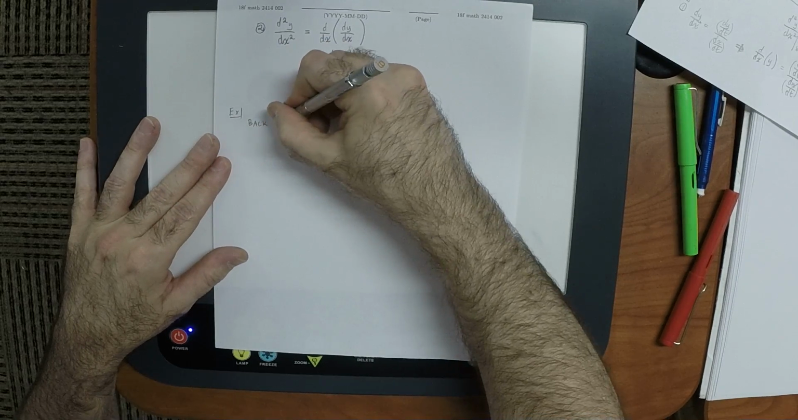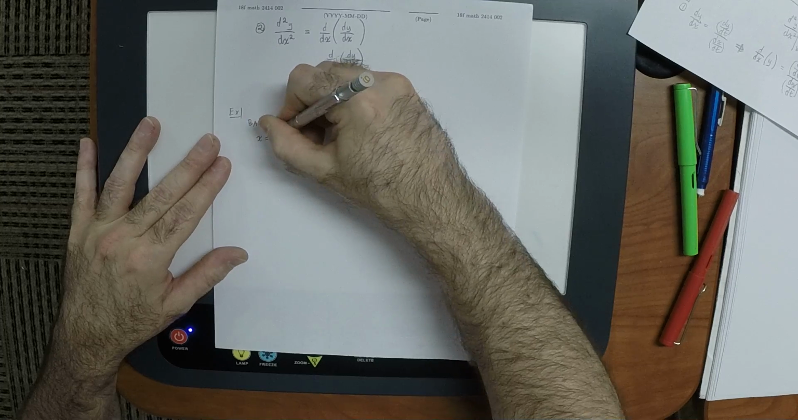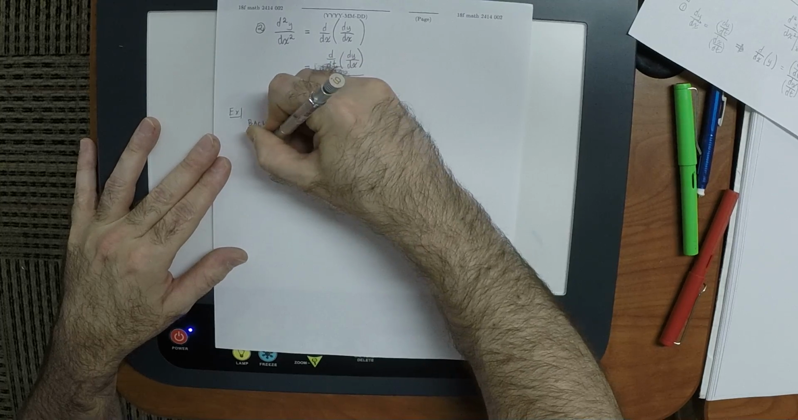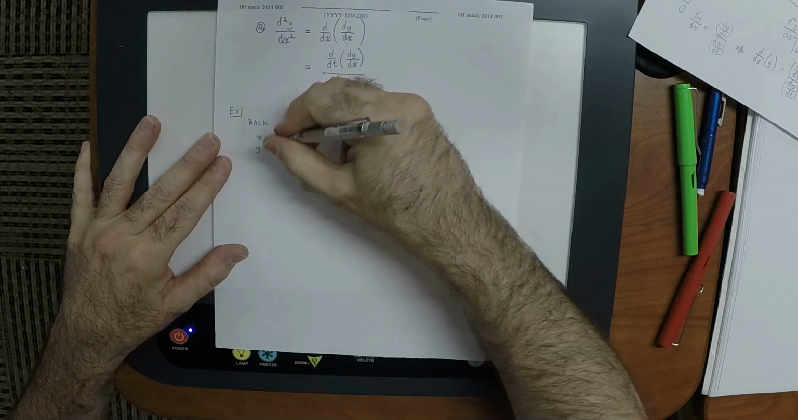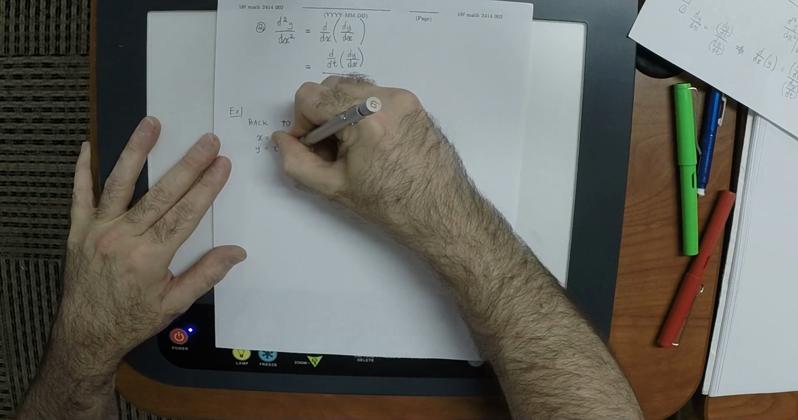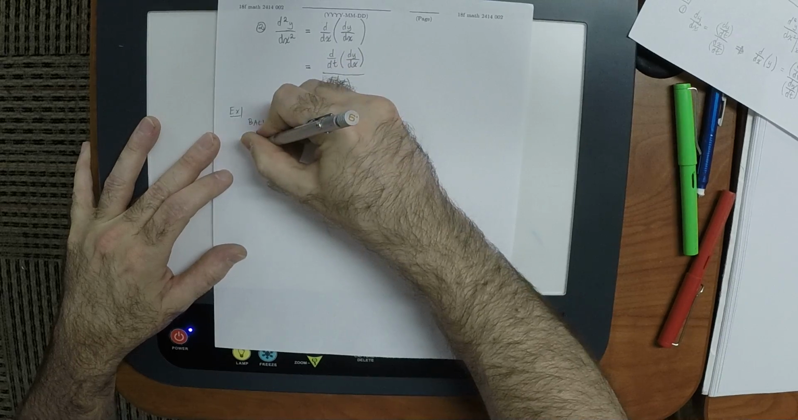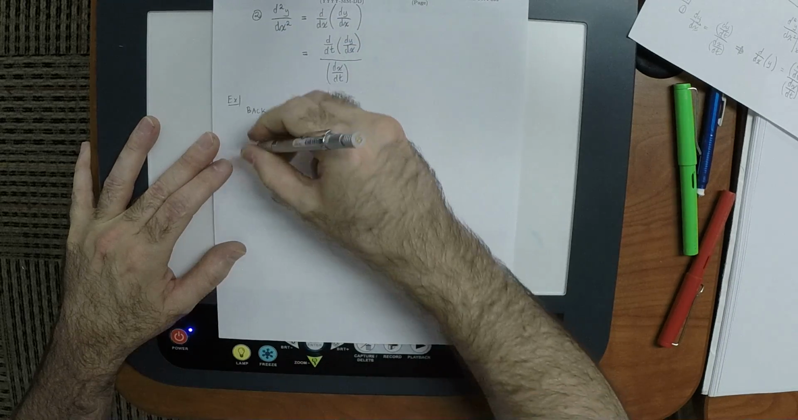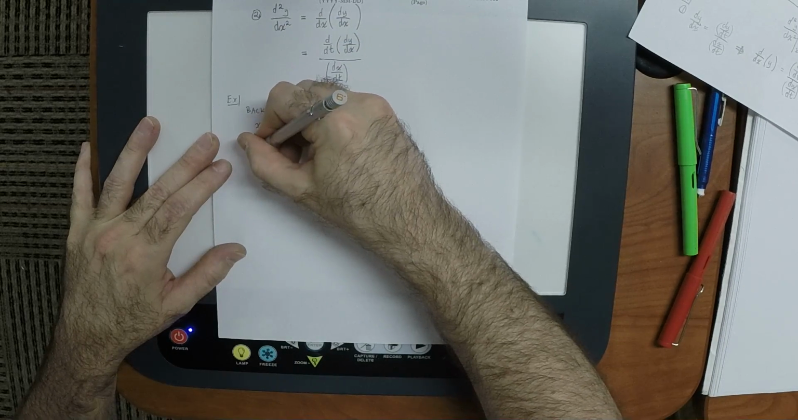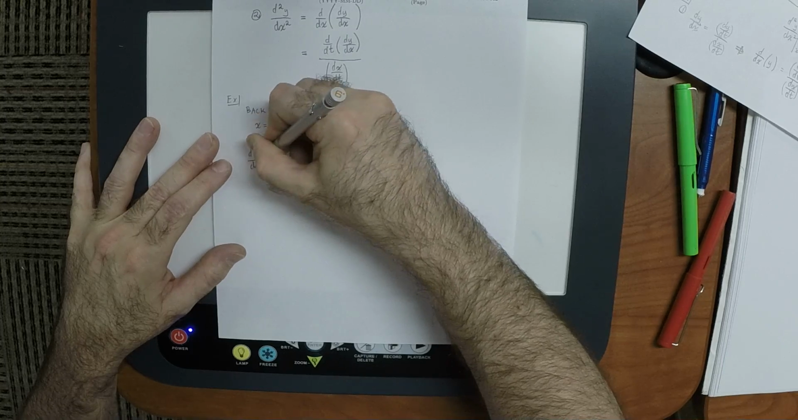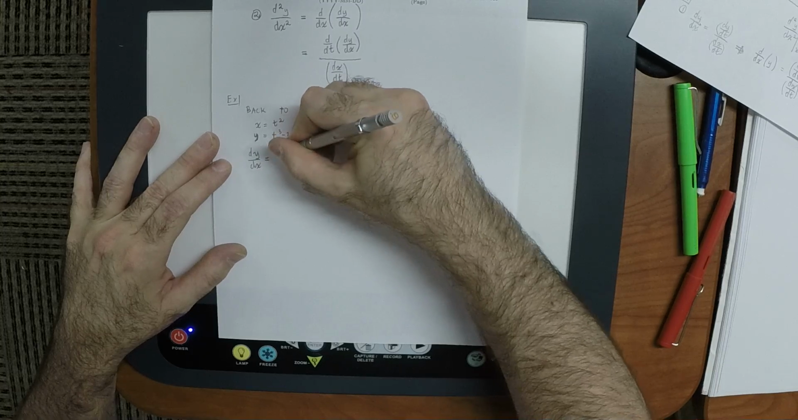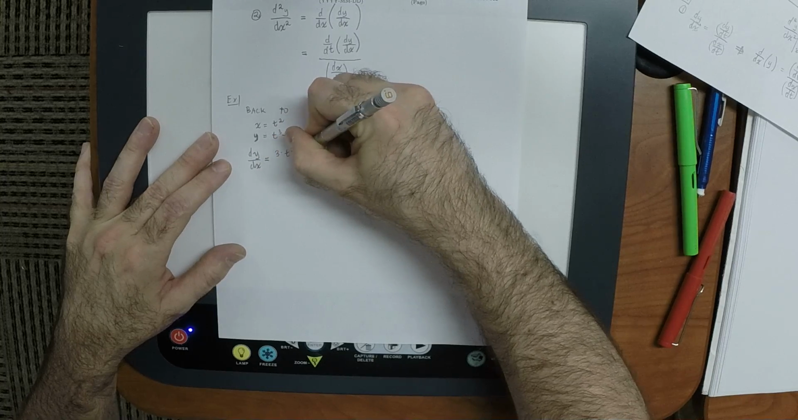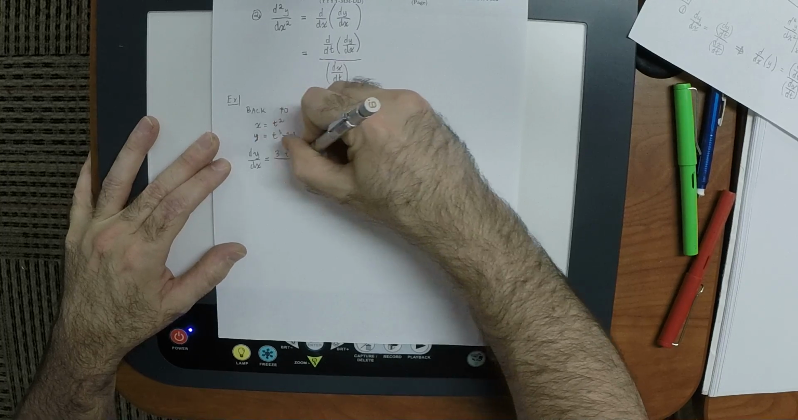Back to x is t squared, y is, what was it? T cubed minus 3t. And then back to that, we had established that dy dx is, what was it? It was 3t squared minus 3 and then over 2t.